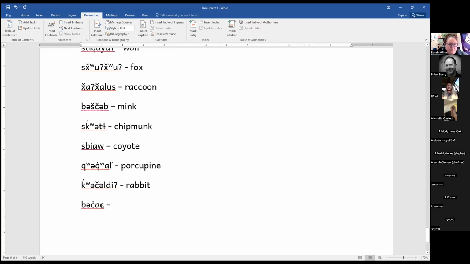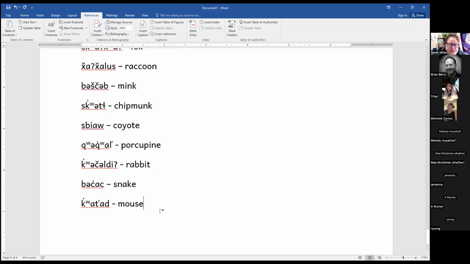Batats. Snake, batats. Remember you got that glottalized C, and the C's make a TS sound. So the regular is ts, with the glottalized being ts, kind of like a forced puff of air. Batats. And then quatad. Quatad is mouse. I just realized that's an upside down E. Quatad.